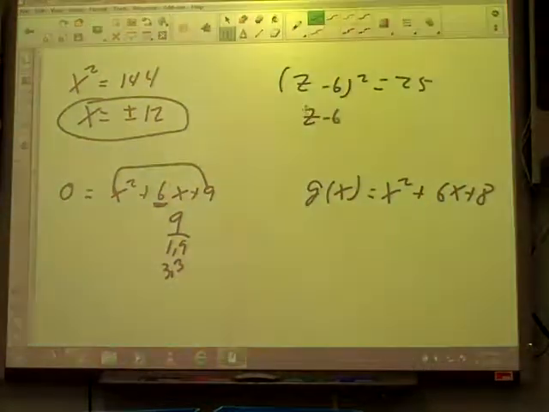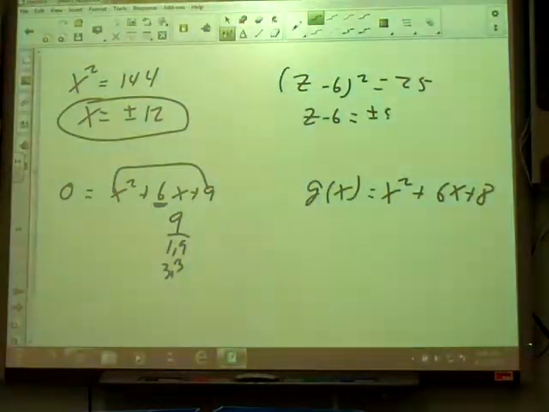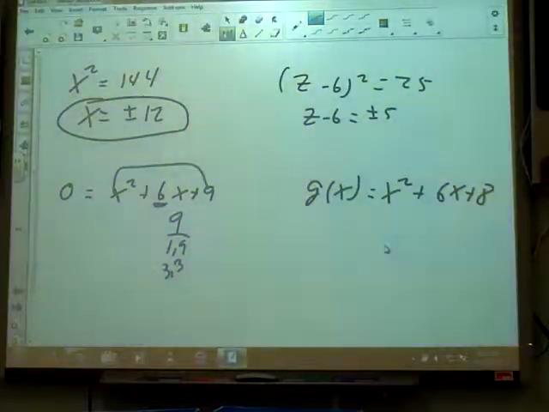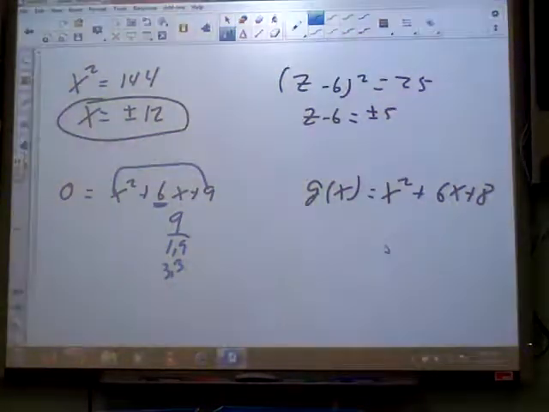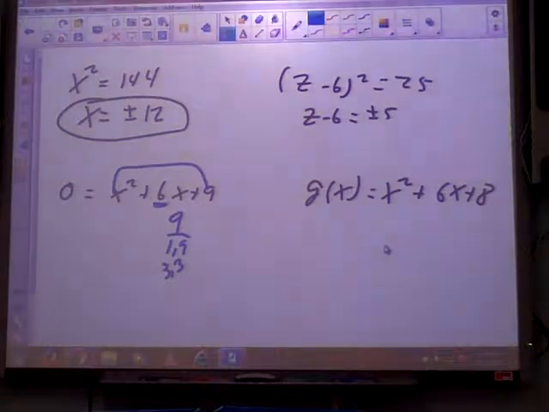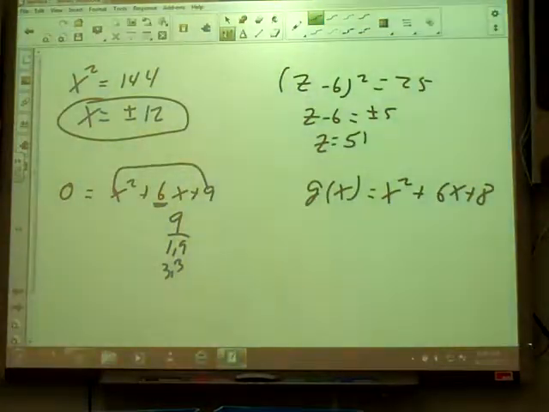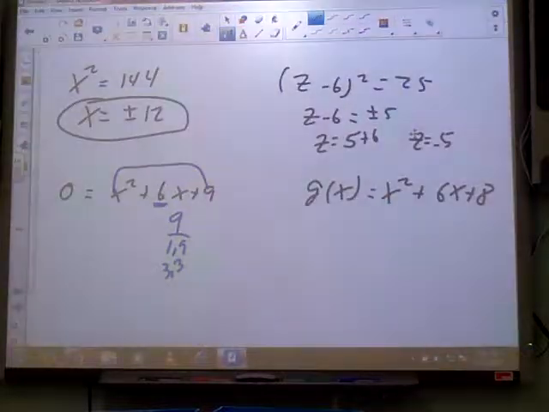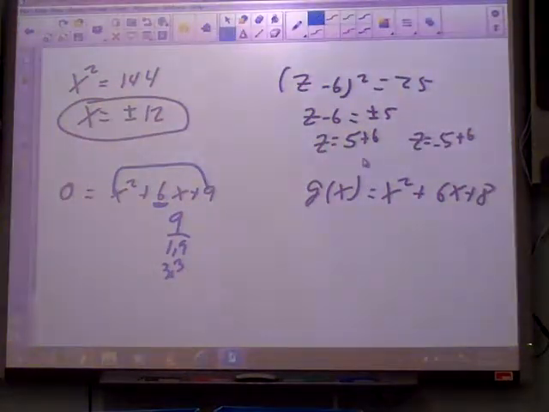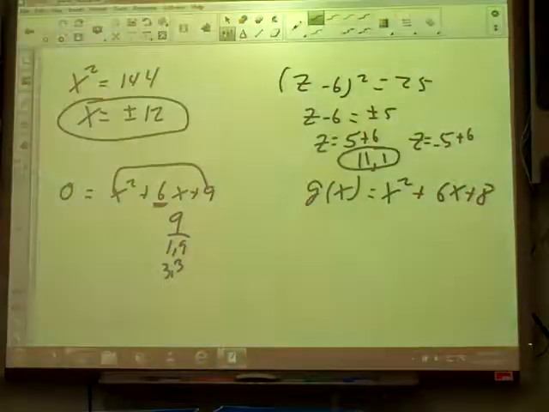z minus 6 equals positive or negative 5. Now, when I solve this by adding 6, that's a positive and a negative 5, so I have to add 6 to both of those. So z equals my positive 5 plus 6, and z equals my negative 5 plus 6, right? And Stephen had both of those answers, 11 and 1.